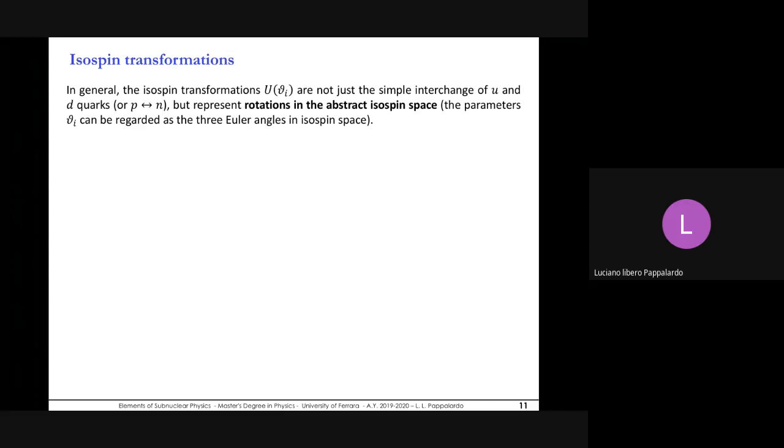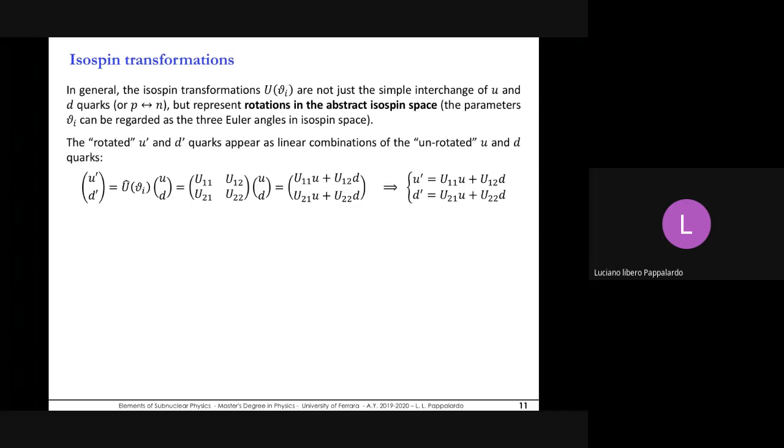Now, in general, the isospin transformations that we just showed before are not just the simple interchange of an up and a down quark or a proton with a neutron, which is in fact what we see in nature, but more in general, they represent rotations in the abstract isospin space. And in fact, the parameters theta_i can be regarded as the 3 Euler angles in this abstract isospin space. Okay. So the rotated, in general, u prime and d prime quarks appear as a linear combination of the unrotated u and d quarks. So let's see why.